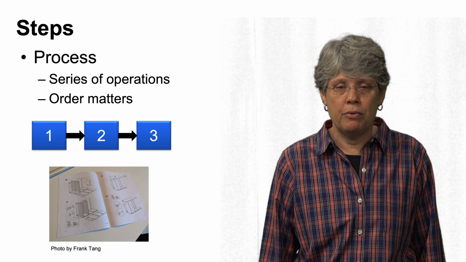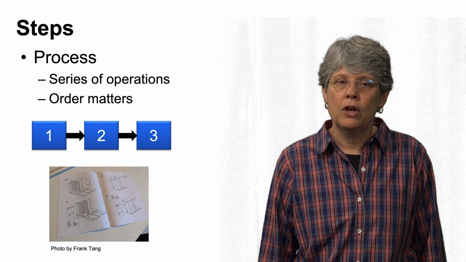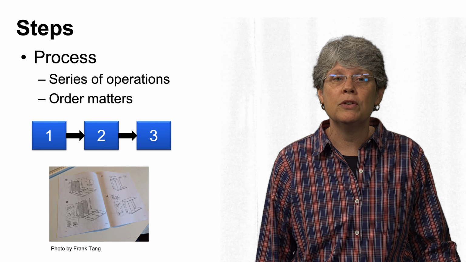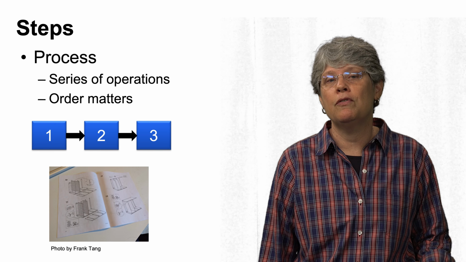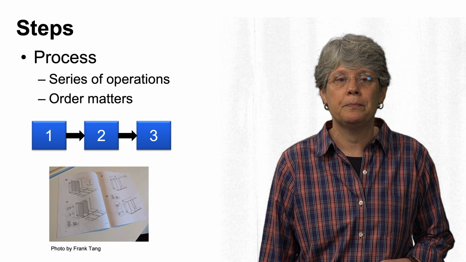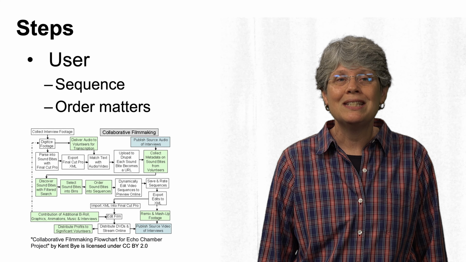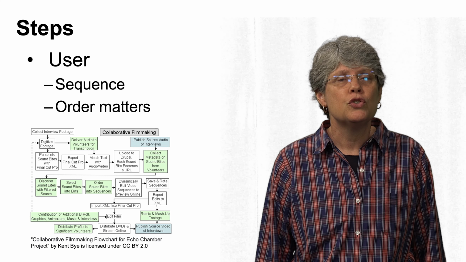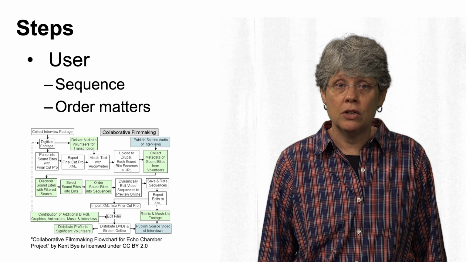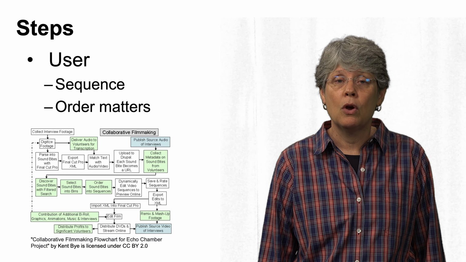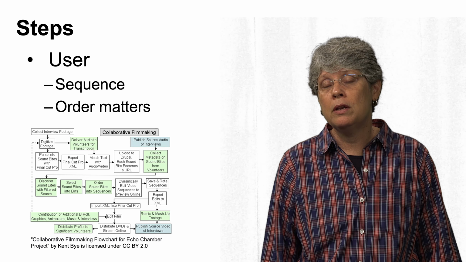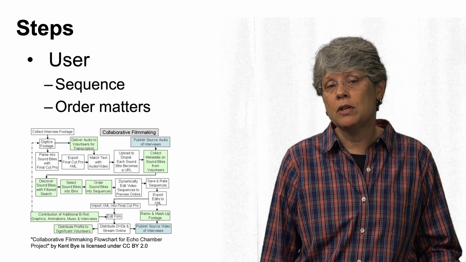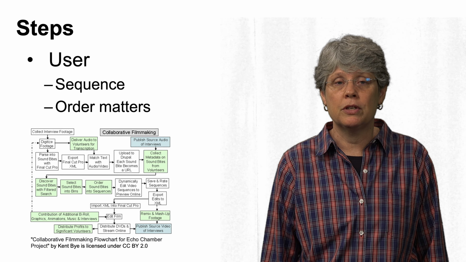So when you think about breaking things down by the steps, you can think about this from a process perspective, where there's a series of operations and the order of those operations really matters. So the steps in a process decomposition matter. You can think about a process as a series of operations, where the order really matters: 1 before 2 before 3. You could also think about this from a user perspective.